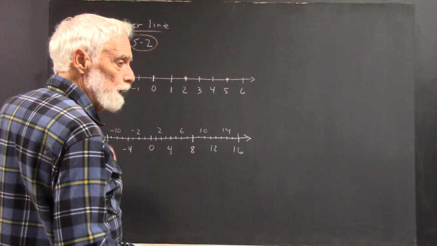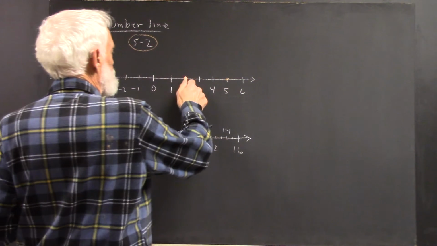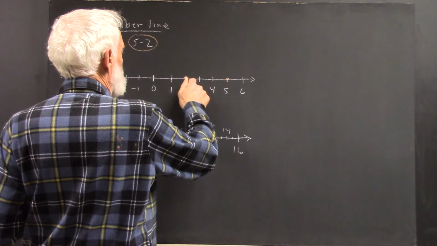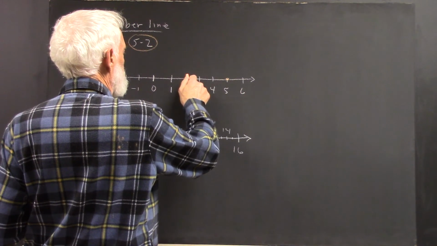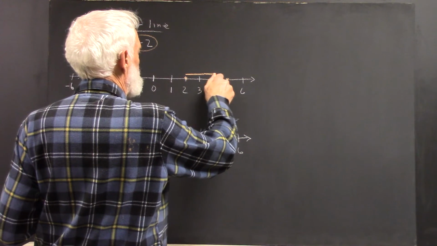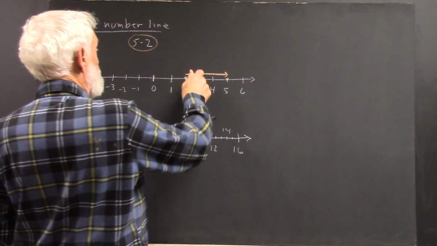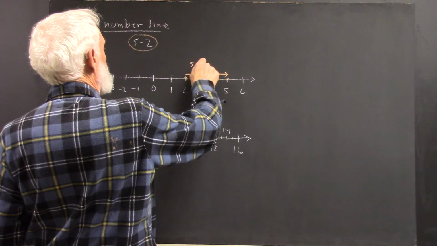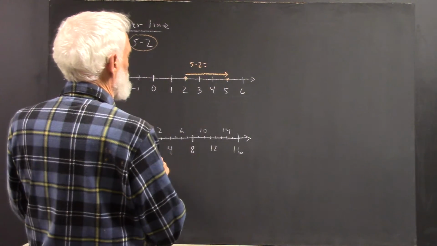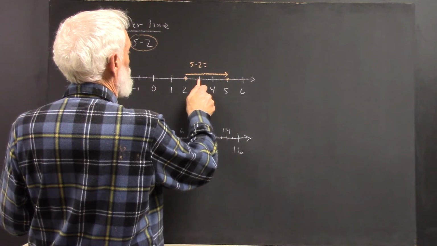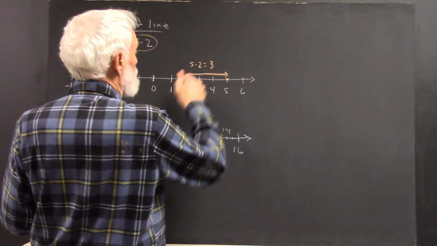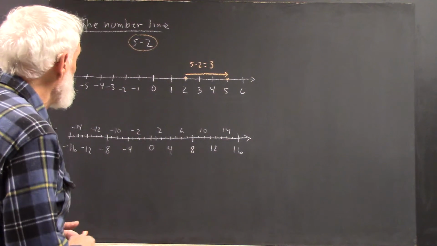5 minus 2 is the displacement from 2 to 5. So we draw an arrow from 2 to 5, and this arrow represents 5 minus 2, and we can see how long the arrow is. 1, 2, 3. 5 minus 2 is 3. Okay?